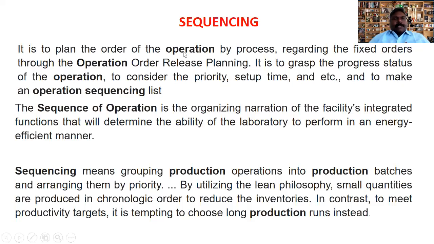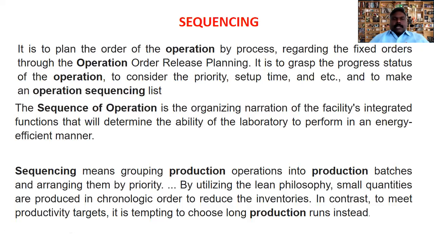It is a plan, the order operation by process regarding the fixed orders through the operation order releasing planning. It's a grasp of the progress status of an operation, to consider the priority and setup time and to make the operation sequence. Sequencing means first what, second what, third what. It means what jobs or activities are to be done.